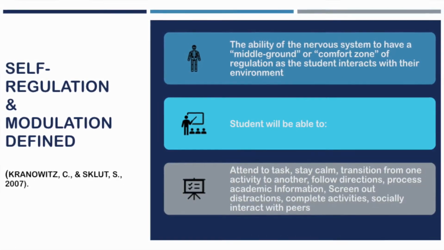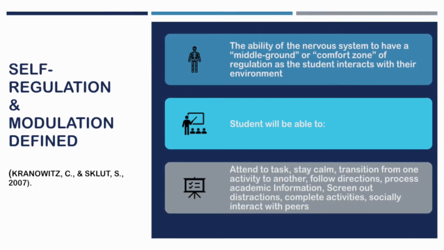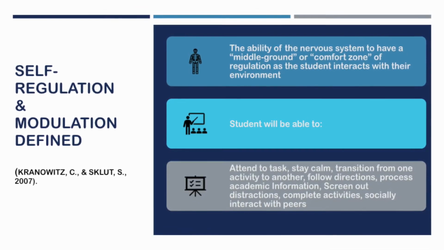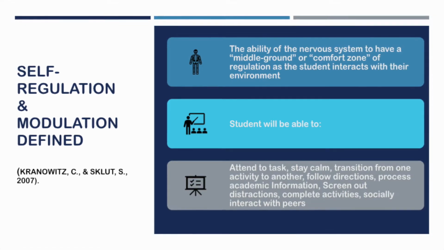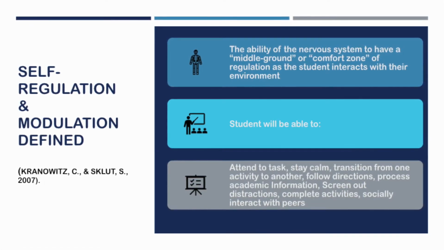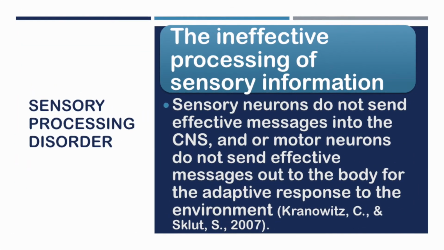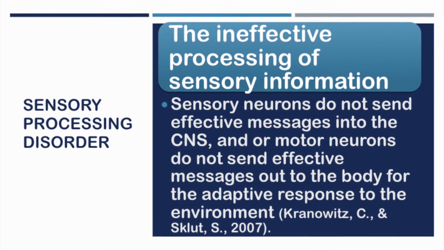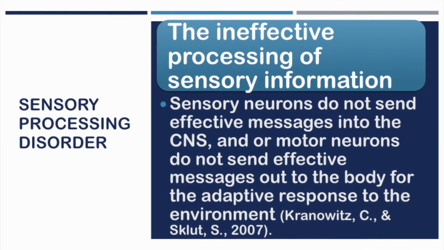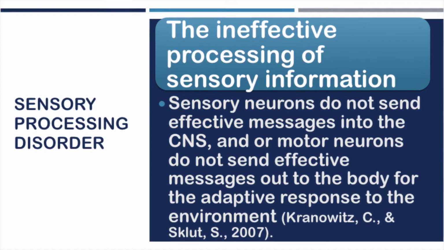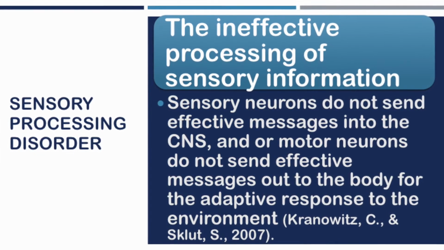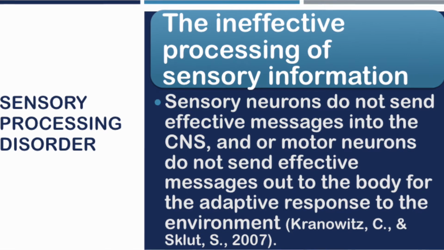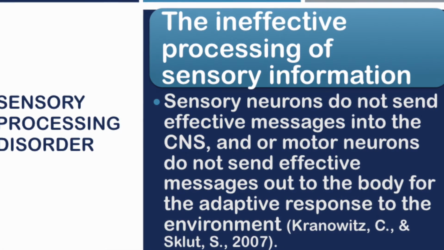Students will be able to attend to tasks, stay calm, transition from one activity to another, follow directions, process academic information, screen out distractions, complete activities, and socially interact with peers. Sensory processing disorder is defined as the ineffective processing of sensory information. This happens when sensory neurons do not send effective messages into the central nervous system and/or motor neurons do not send effective messages out to the body for the adaptive response to the environment.